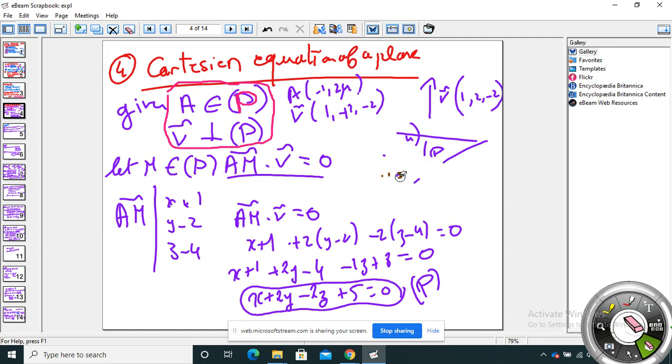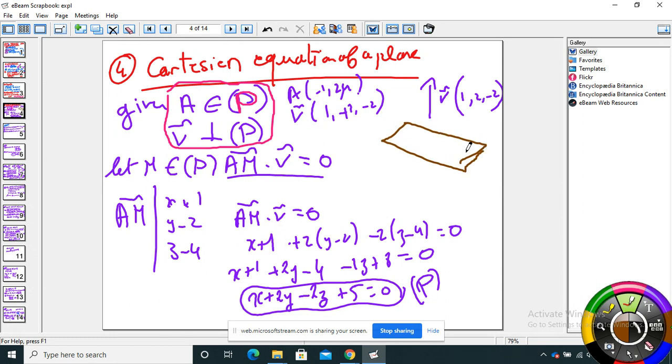What will be given? A point, and a normal or perpendicular vector to the plane. So this is my plane P, and on my plane P I have a point A. I have its coordinates. And it's given V, the normal or orthogonal vector to the plane. If V is perpendicular to the plane, it's perpendicular to all the lines of this plane.